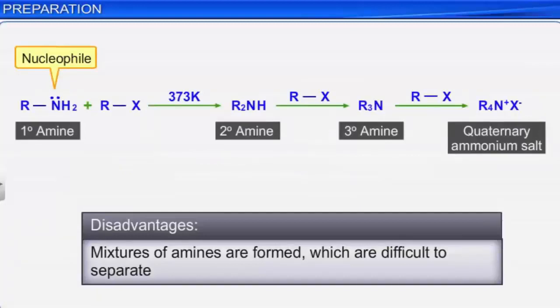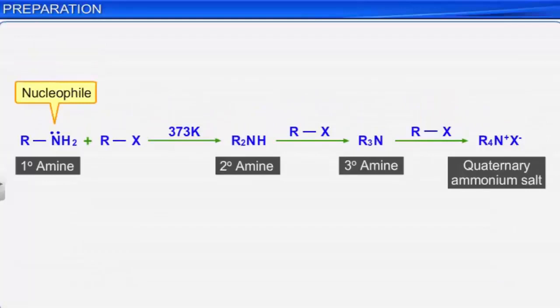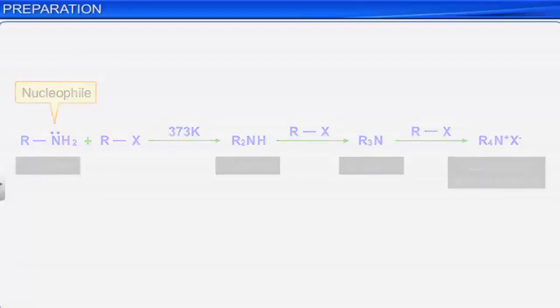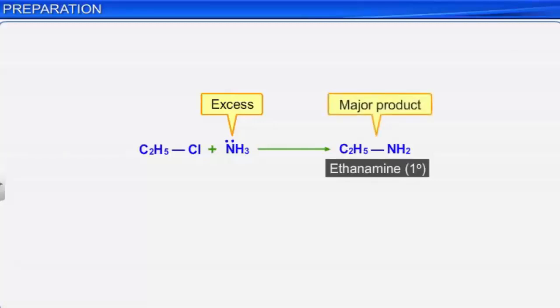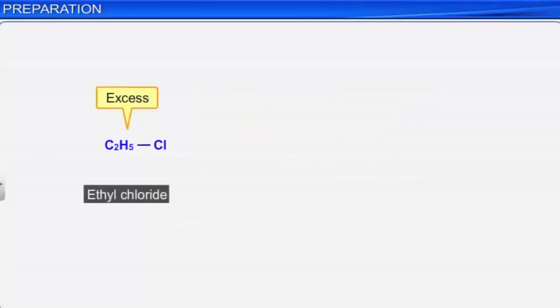Ammonolysis has the disadvantage of yielding a mixture of primary, secondary, and tertiary amines besides a quaternary ammonium salt, which is difficult to separate. However, the actual composition of the reaction mixture depends upon the ratio of alkyl halide and ammonia used. If an excess of alcoholic solution of ammonia is used, then a primary amine is formed as the major product. However, if excess alkyl halide is used, then a quaternary ammonium salt is formed as the major product.